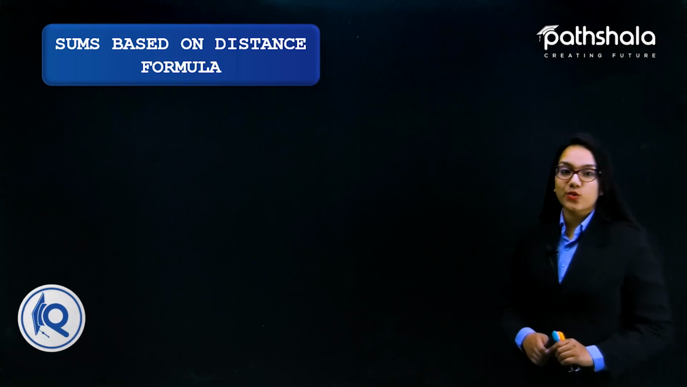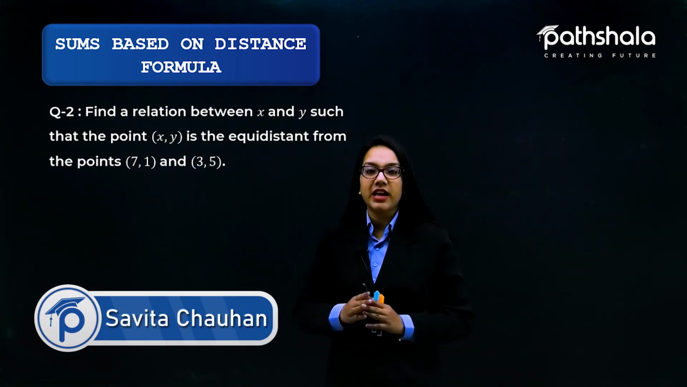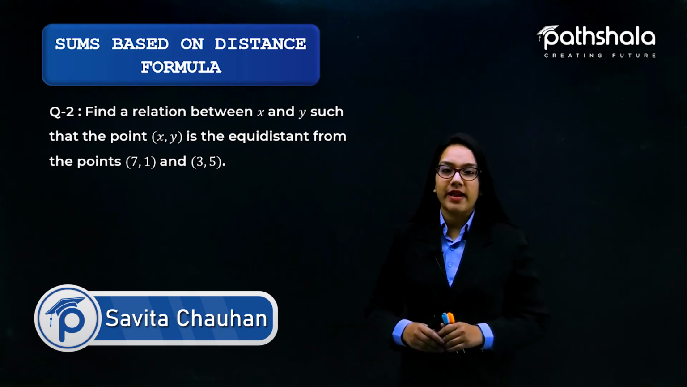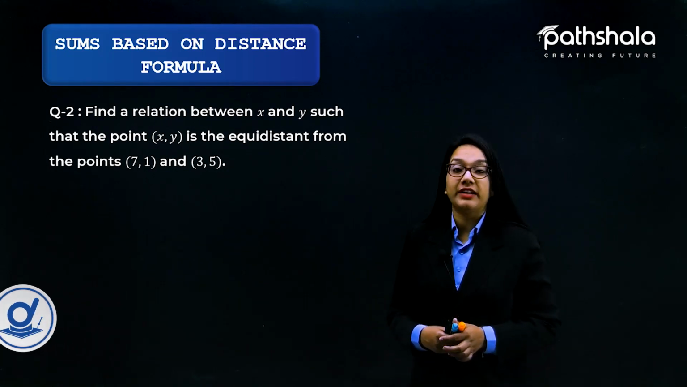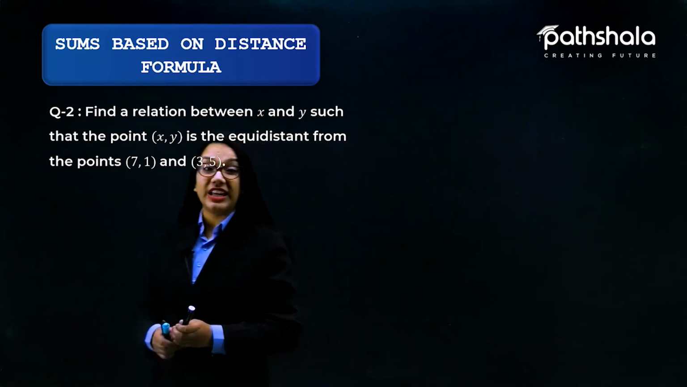So let's just see the next question. Question number 2 says: find the relation between x and y such that the point (x, y) is equidistant from the point (7, 1) and (3, 5). First of all, what is the meaning of being equidistant?